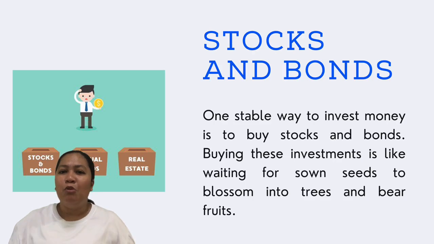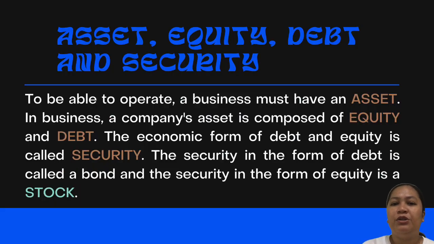Now let us discuss further about stocks and bonds. Let us have here the asset, equity, debt, and security. To be able to operate, a business must have an asset. In business, a company's asset is composed of equity and debt. This asset is composed of equity and debt. Now, let us discuss further what equity and debt are.